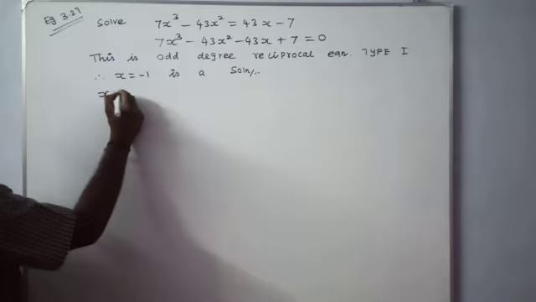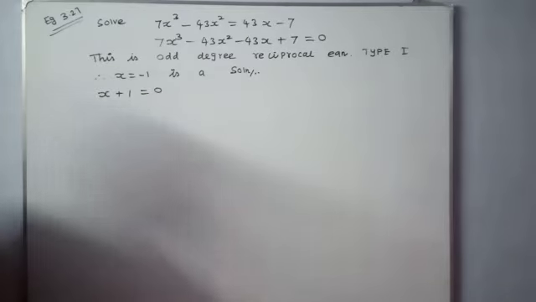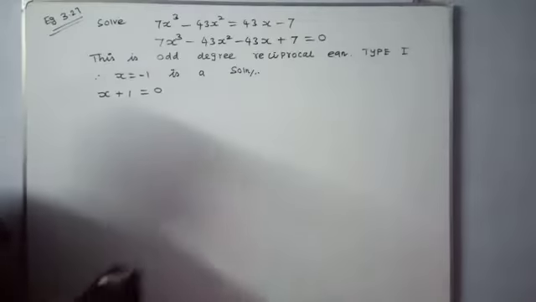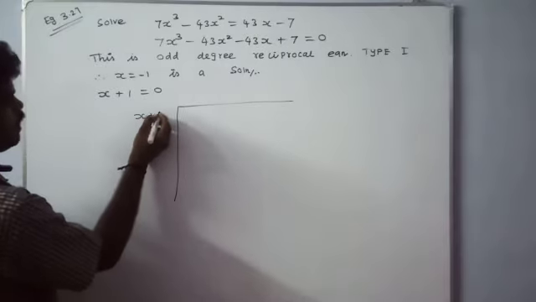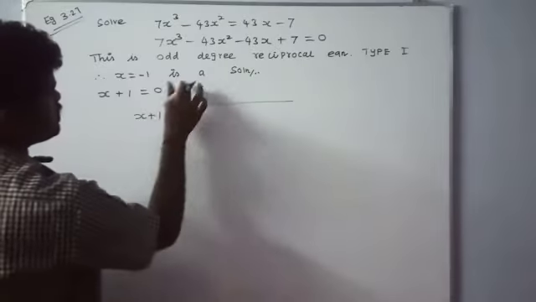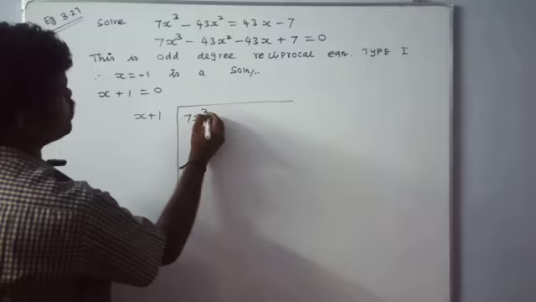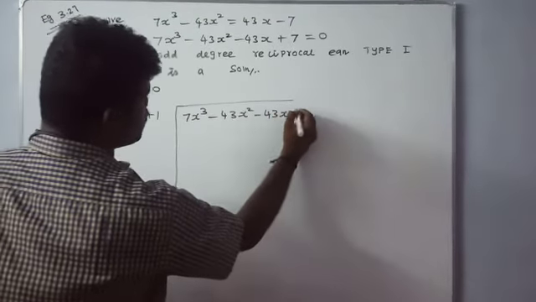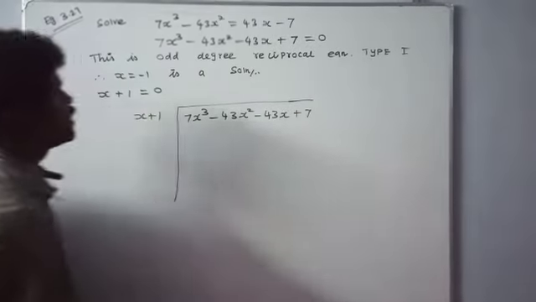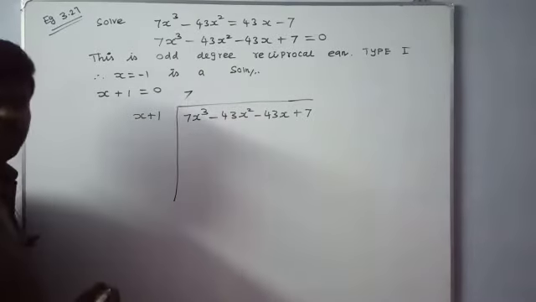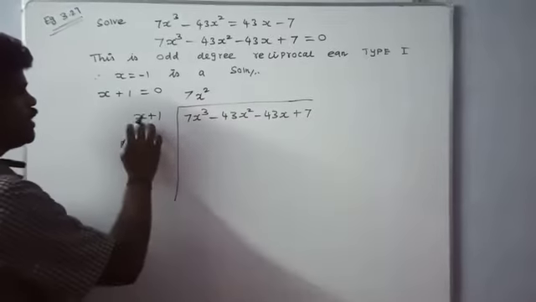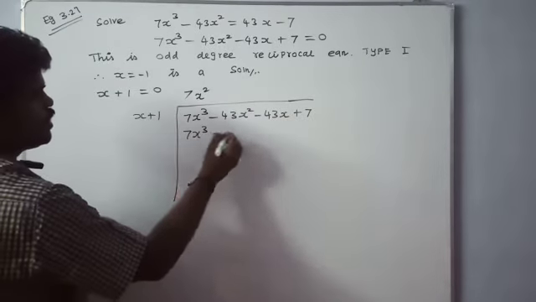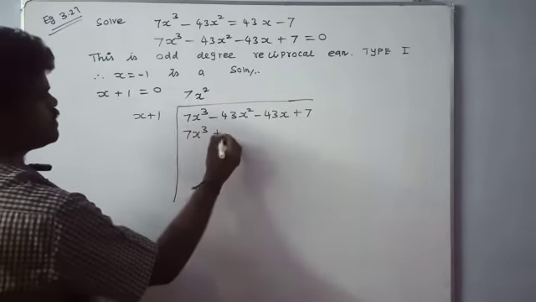So there is a factor x plus 1 equal to 0. Therefore, x plus 1 is a factor of this polynomial. So now divide. Here x plus 1 and here 7x cube minus 43x squared minus 43x plus 7. So what is the value? Here 7 and x squared. What is the value? 7x cube and here plus 7x squared.